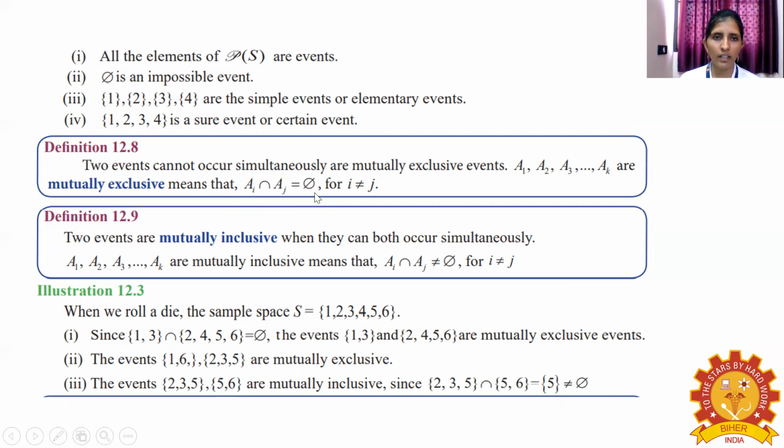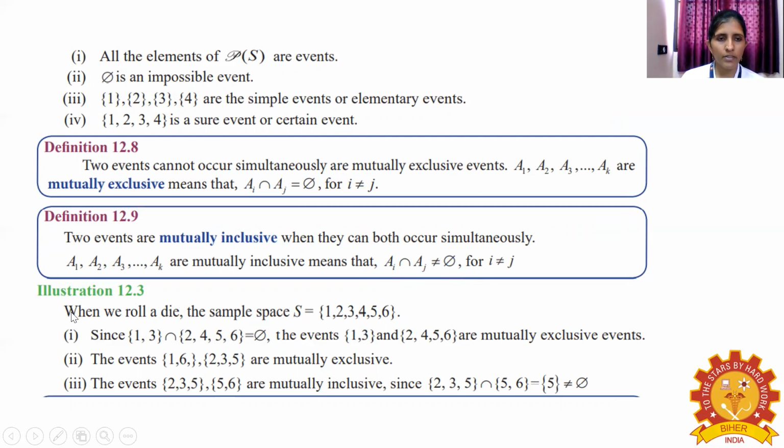So this will be an impossible event. Okay, so this event is also called mutually exclusive. Two events are mutually inclusive when they both can occur simultaneously. So the condition is Ai intersection Aj is not equal to phi, that is, they do have certain elements in common. Okay, so that is the meaning of this particular equation.